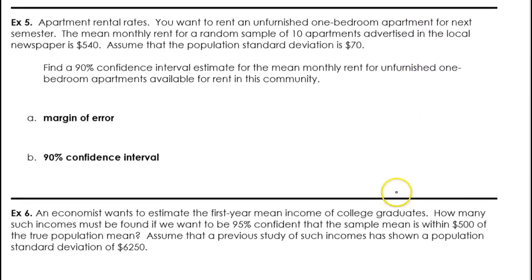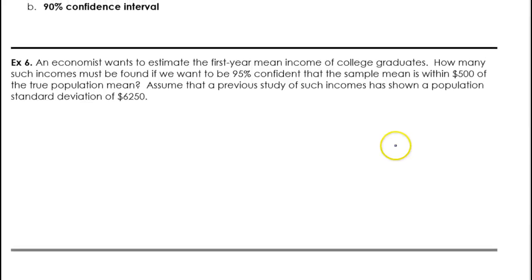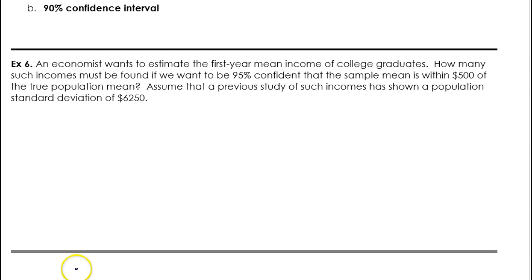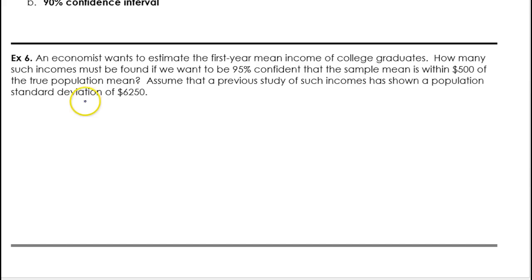Let's skip down to number 6 because we're running low on time and number 6 is different. There's always that one problem that's written in reverse. So let's learn how to do that because this is bound to show up on the test. This time they give us all this information, but we're being asked to find how many incomes must be found if we want this confidence interval. In other words, we're being asked to find the sample size.